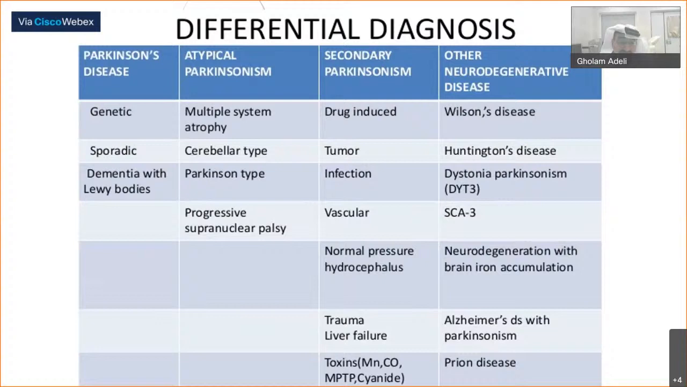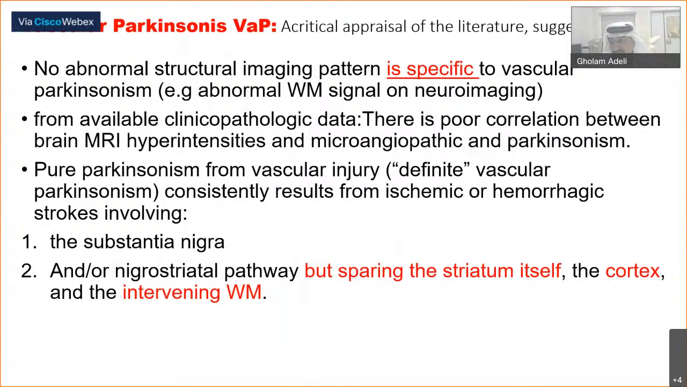So why do I focus on Parkinson plus syndromes and vascular Parkinsonism? Because, as I said, there are so many people who are wrongly diagnosing it. There is no abnormal structural imaging pattern specific for this. For example, some people say he has white matter changes and this is the picture. No. What we have so far is a poor correlation with this hyperintensity or microangiopathic lesion. The only thing that they found that could be definitive vascular Parkinsonism is ischemia in the substantia nigra or its connection pathway, with sparing of the striatum, the cortex and the white matter. If you have this, then you are dealing with a real vascular Parkinsonism.